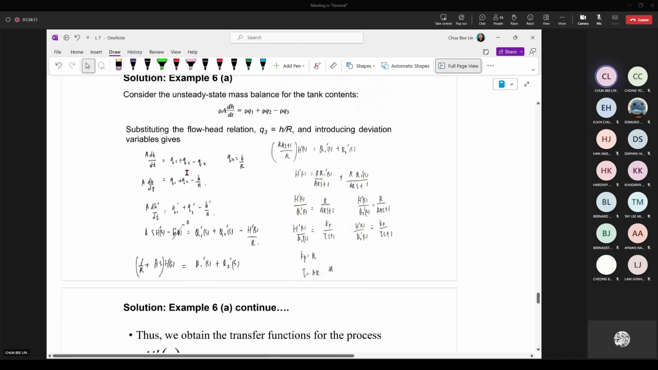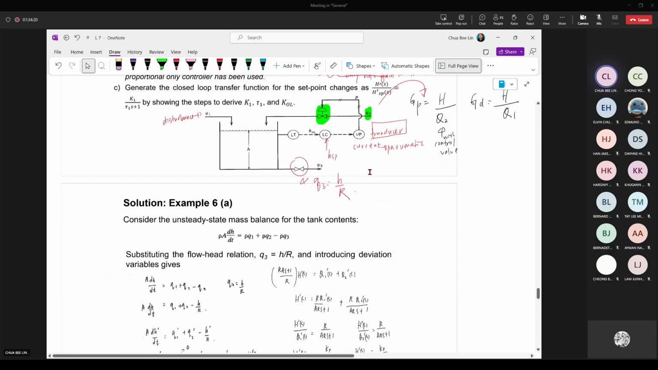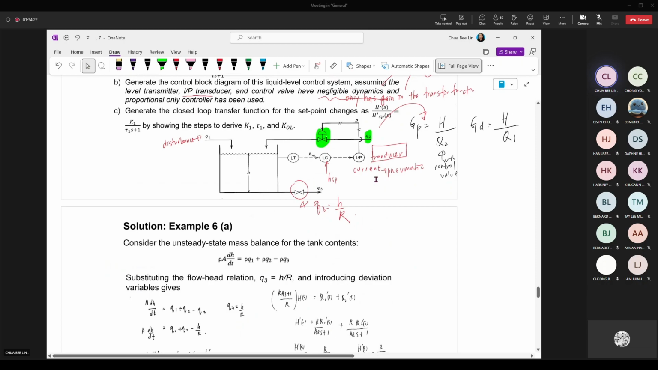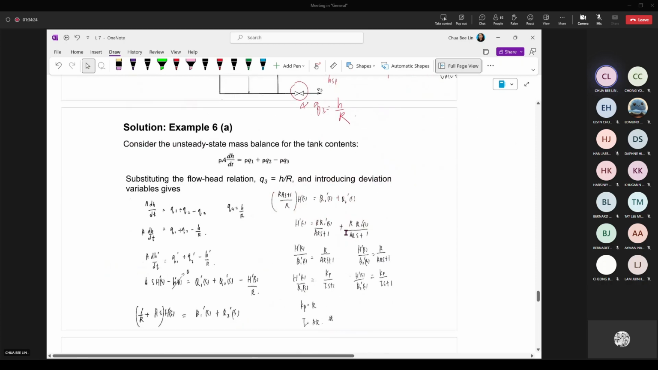So the unsteady state we have derived. Then we will have the unsteady state minus the steady state. We indicate which one has the control valve, Q2. Therefore, when you have the final equation like this one, you will be highlighting this Q2 and put it here with control valve. If it is the control valve, you will be having your H prime S over Q2 prime S as your GP. Okay, so this one please take note.